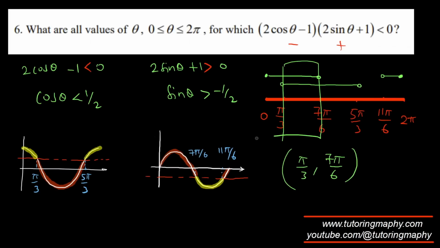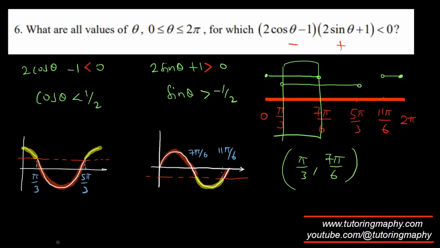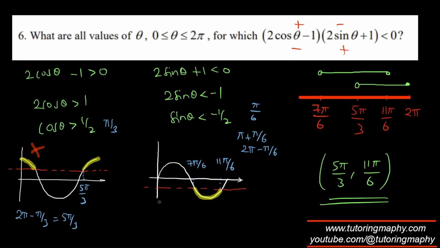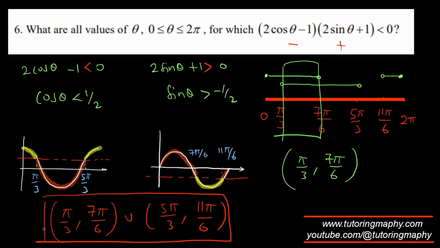So the final answer will be this plus that. So that's going to be pi over 3 to 7 pi over 6, union 5 pi over 3 to 11 pi over 6. So this was a little on the challenging side, took a lot of time, but yeah, this is what our answer is.